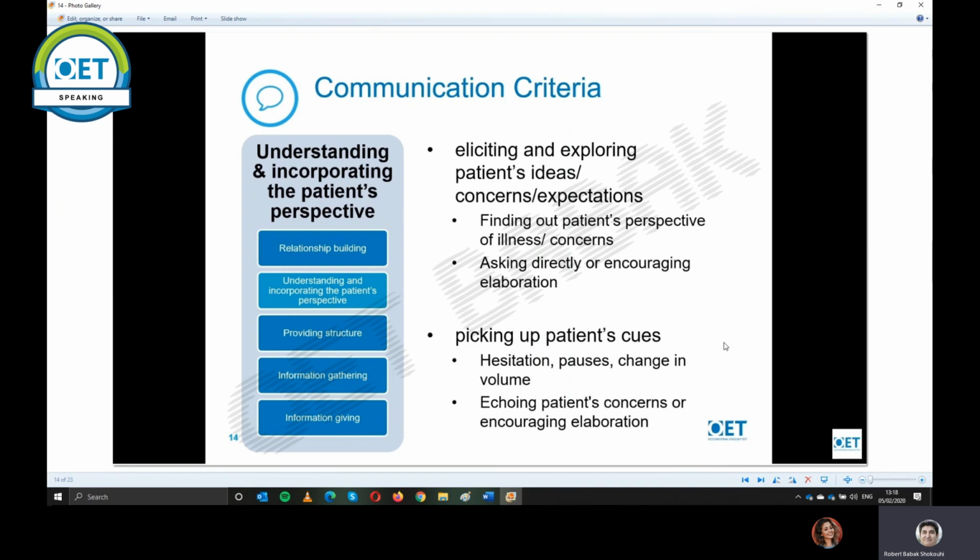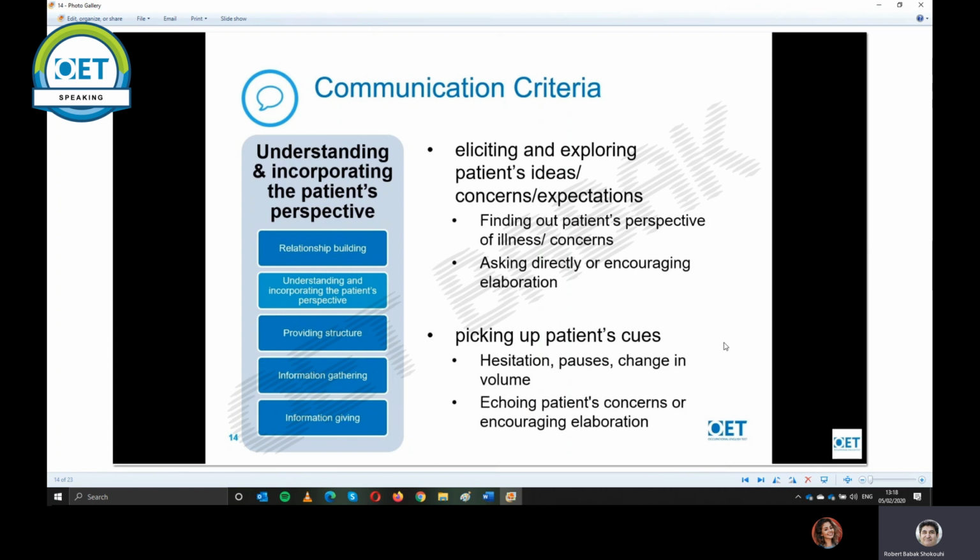So if somebody comes and says, "Oh, well, I have a sore throat, and so I've come to see you today." Okay, so you've got a sore throat. Why are you here today? So you need to establish what they want: what are their ideas, concerns, expectations. I will tell you later why this is important, because we need to relate this to the information we're giving later.